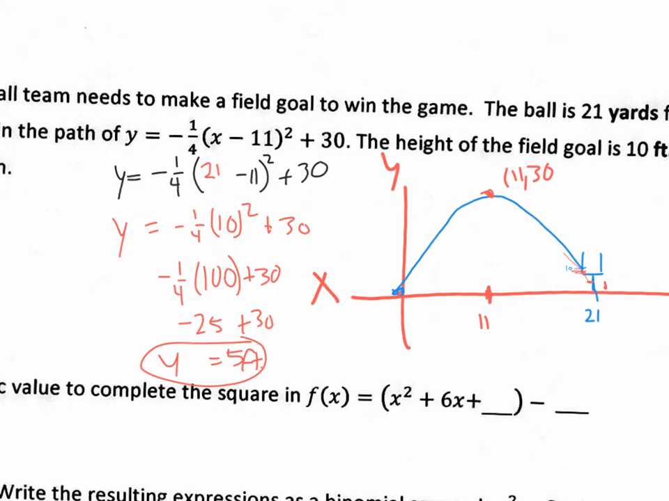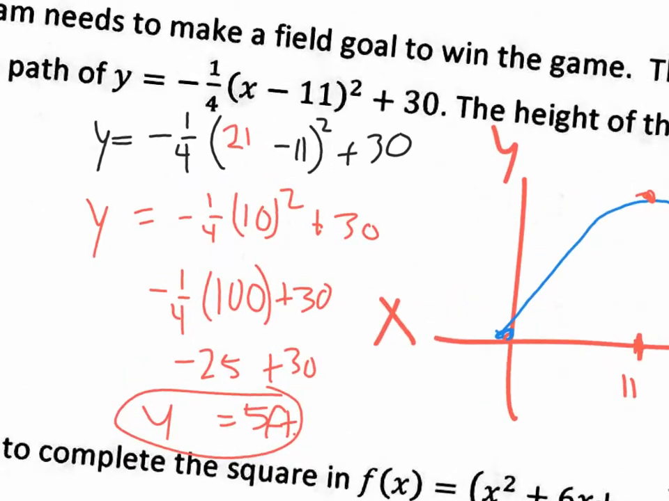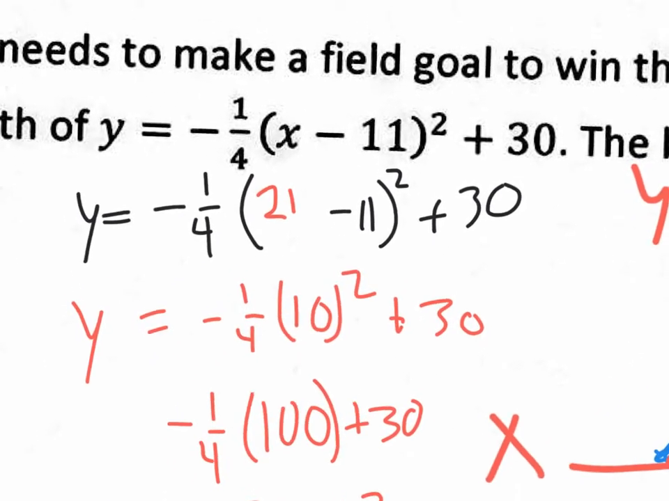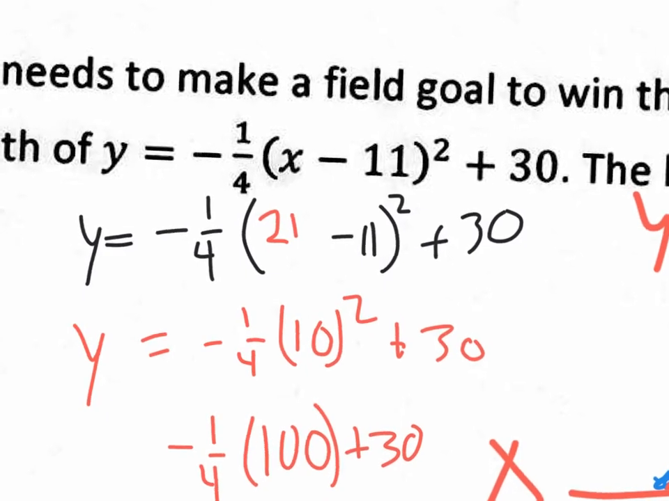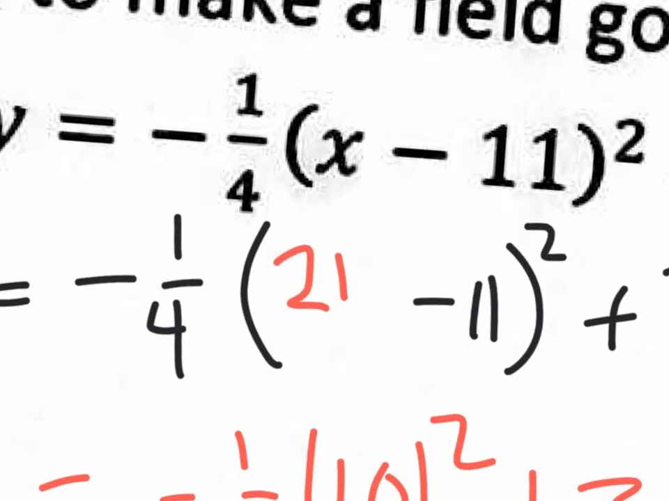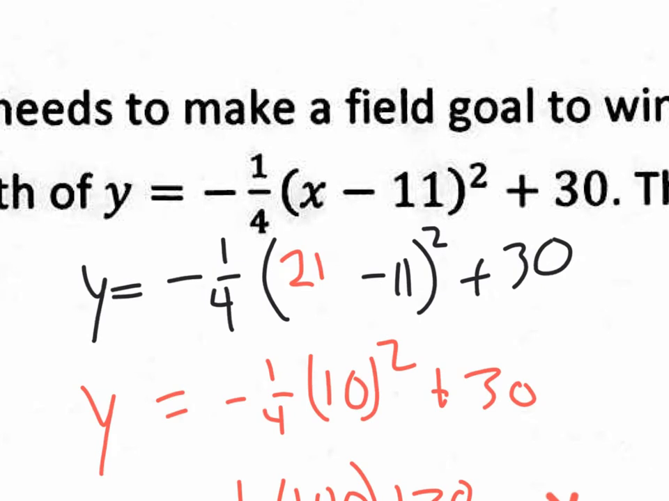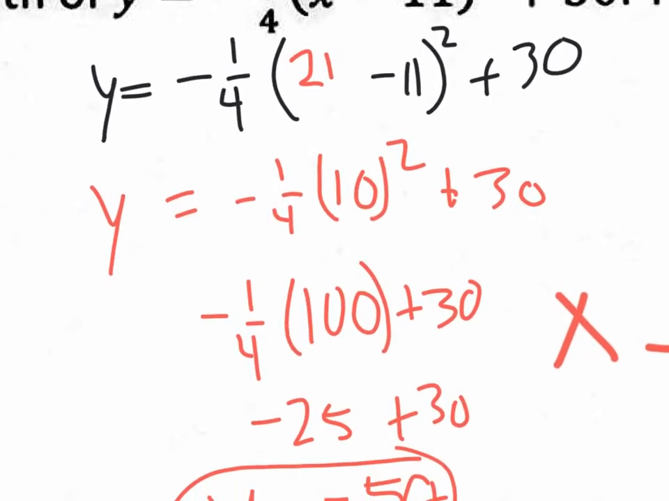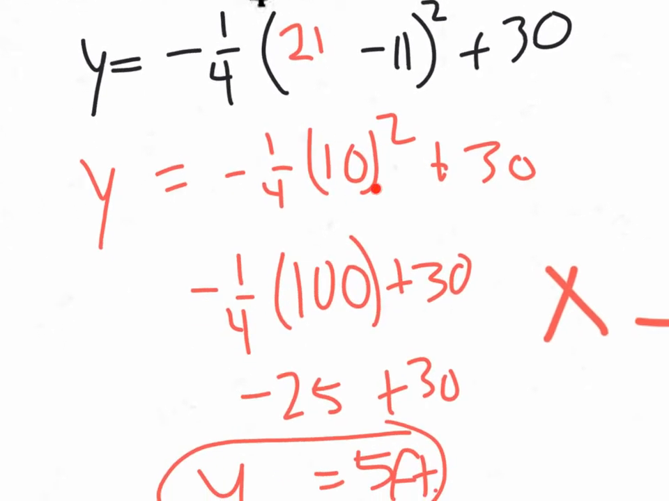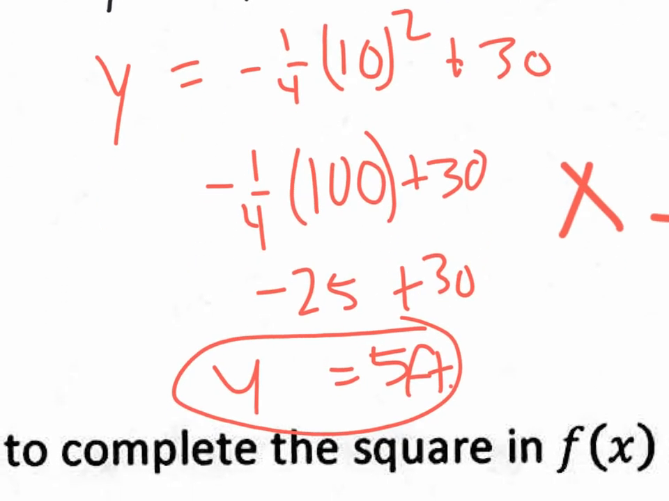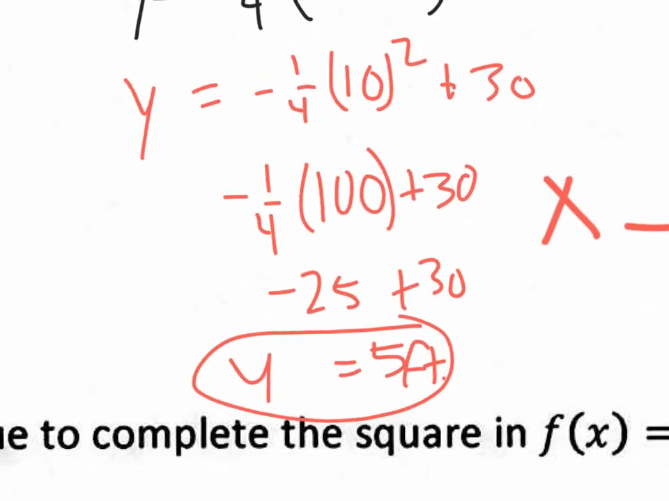So yeah, for the sake of time, I did all the work, and let me just explain it. I plugged in 21 because I want to know what my output is for the input of 21. So I plug in 21 right here. I work it out. 21 take away 11 is 10. And then 10 squared is 100. And then 100 times negative 1/4 is negative 25. And then when you add 30 to it, you do get 5 as your output.